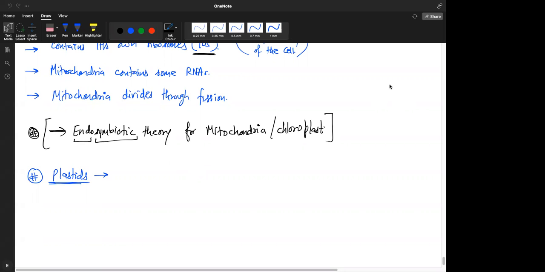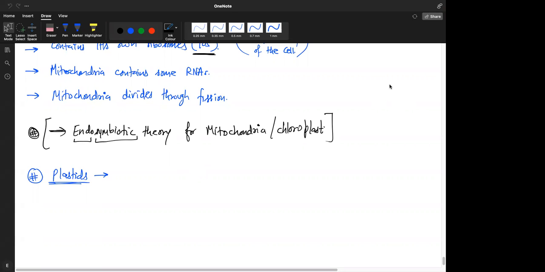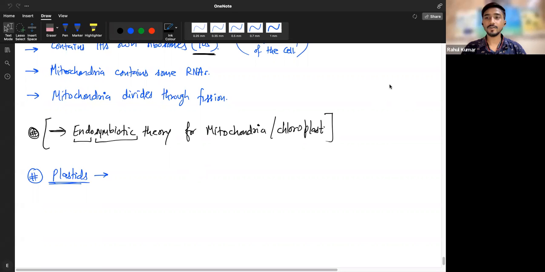Chloroplasts are green in color. If they are of some other color, they are not chloroplast. Okay, that's the difference. All chloroplasts are plastids, but all plastids are not chloroplasts. Okay, first rule. It's like everything that glitters, like gold always glitters, but everything that glitters is not gold.